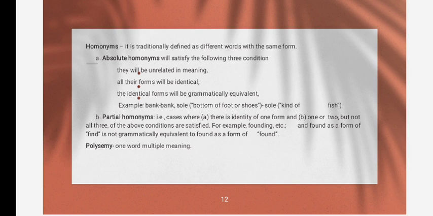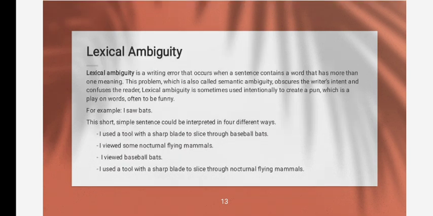Example: bank, bank; sole, bottom of the foot or shoe; sole, a kind of fish. B. Partial homonyms: cases where there is identity of one form and one or two, but not all three, of the above conditions are satisfied. For example, founding, and found as a form of find is not grammatically equivalent to found as a form of found. Polysemy: one word, multiple meanings.